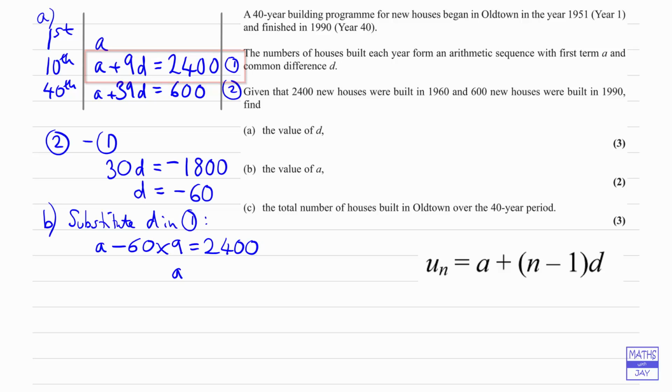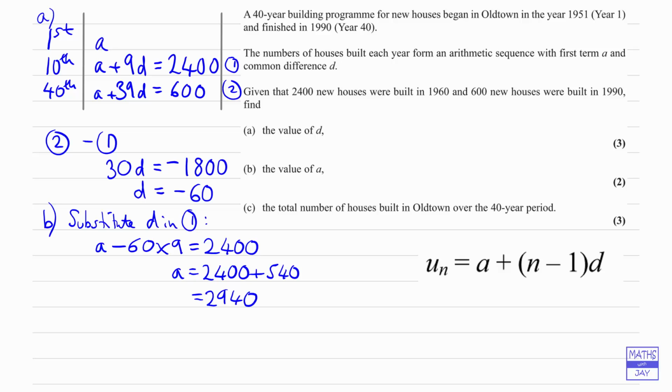So A is 2,400 plus 540. So that's going to be 2,940. So again, check that that's a sensible answer. We'd expect that to be bigger than the number of houses built in the 10th year, which it is. So that looks fine. So that's parts A and B done. So now let's clear ourselves some space to look at part C, which is looking at a total.